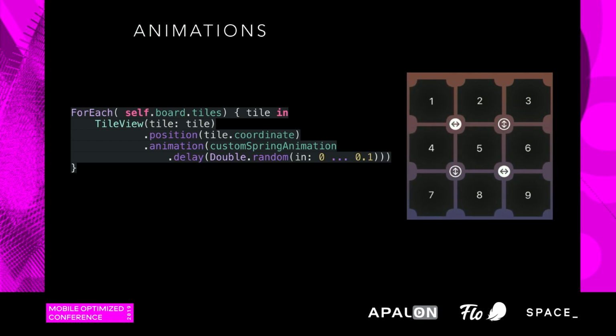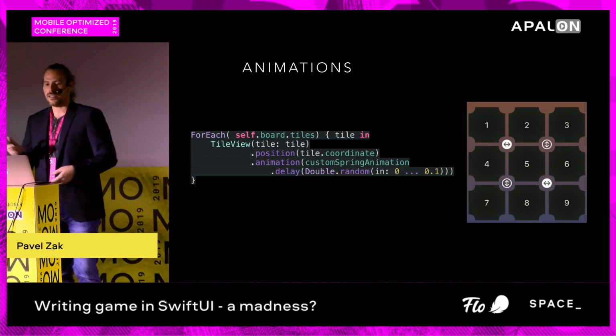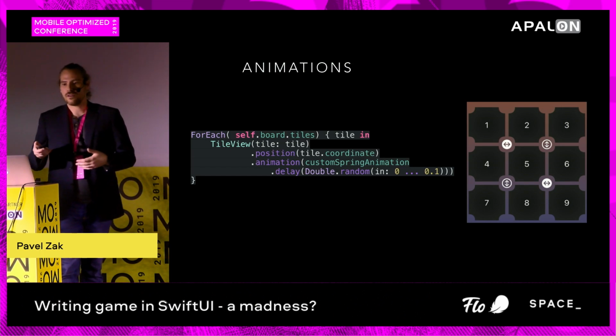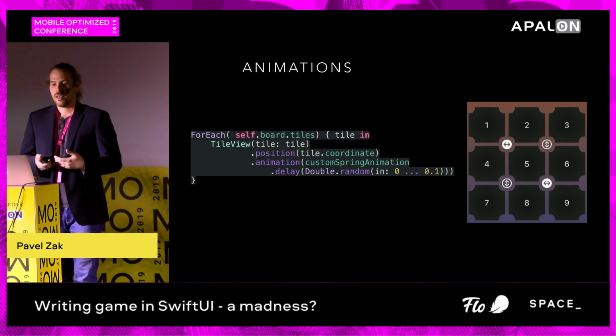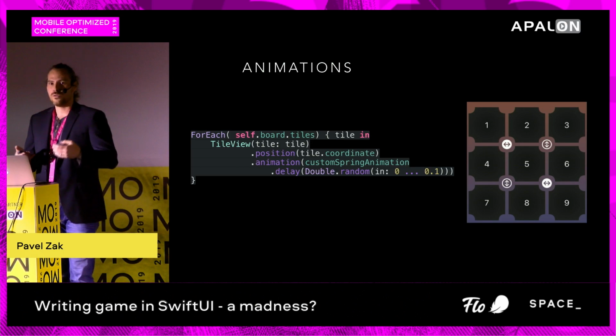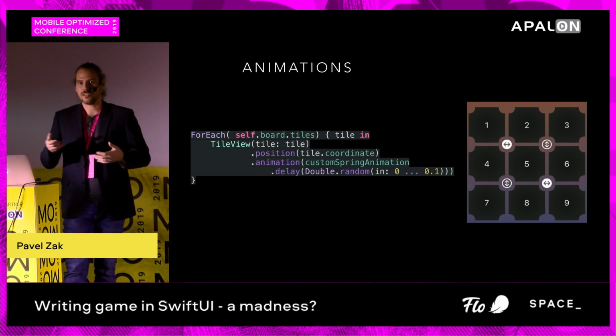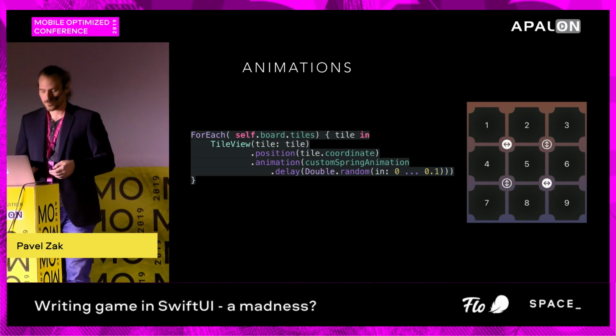It's pretty simple to set it up because you have the model, you change the coordinate of the tile, and just by setting the animation view modifier, you set how you want to animate the change of the property. And that's it. You can choose from some spring animations, ease in, ease out, whatever. You can even define your own animation, and you don't need to write any CA transitions, animations whatsoever.